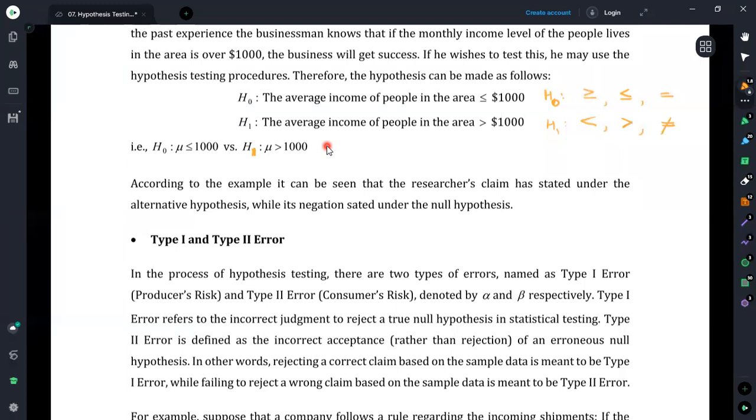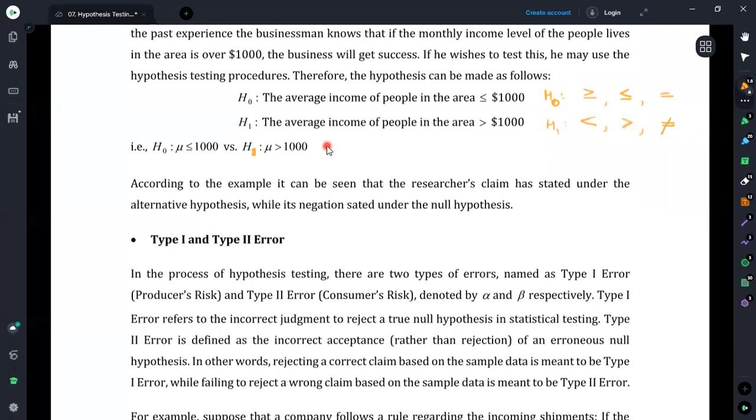Then for the alternative hypothesis, we can have strictly less than, strictly greater than, or not equal. It is the negation of the signs which I have mentioned previously. If it is greater than or equal, then negation is less than. If it is less than or equal, negation is greater than. If it is equal, negation is not equal. Therefore, this is the easiest way that we can find out what should be included in the null hypothesis and what should be included in the alternative hypothesis.